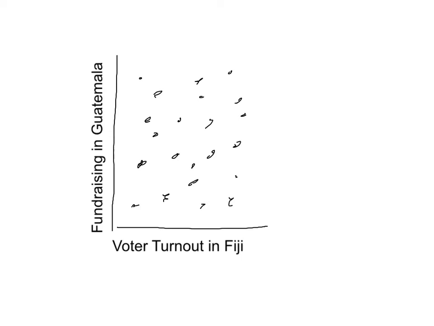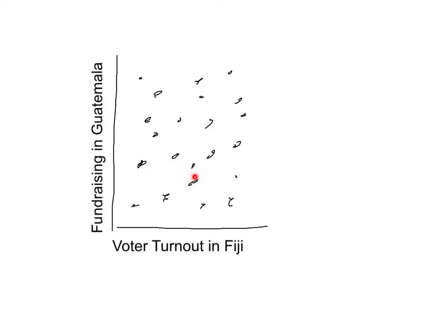Think about what would happen if I were to plot two variables with no relationship to one another on an XY axis. For example, the percentage of people turning out to vote in Fiji as an independent variable, and total political fundraising in Guatemala as a dependent variable. There should be no discernible pattern connecting these variables over time, and the distribution of the data will look something like this. You see a random pattern here on the screen. There's nothing but a blob of data.